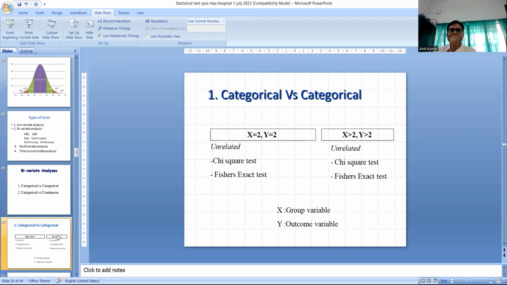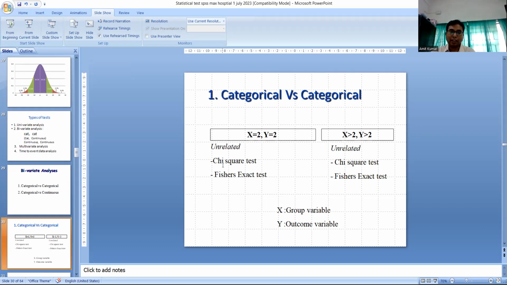So, categorical versus categorical. Last time also we learned the types of variables. Suppose we want to know whether age less than 50 years and more than 50 years is different between male and female. Now both the variables are categorical in nature. Male, female is categorical, and age less than 50, more than 50 is also categorical. If this scenario falls, categorical and categorical, then you have to use the chi-square test. The chi-square test is very commonly used.